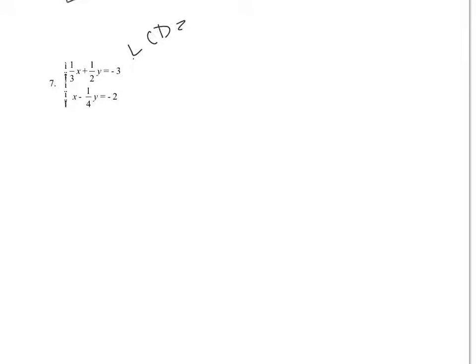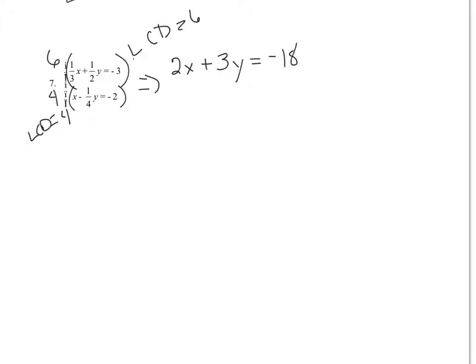And if I do that, I will be working with a little bit smaller numbers. So the LCD on the top is 6. The LCD for the bottom is 4. So let's multiply everything in the top equation by 6, everything in the bottom equation by 4, and let's see what we have. 6 times 1/3 x is 2x. 6 times 1/2 y is 3y. And 6 times negative 3 is negative 18. So that's going to be our top equation. 2x plus 3y equals negative 18.